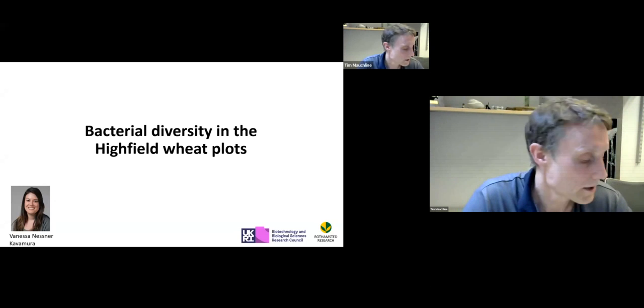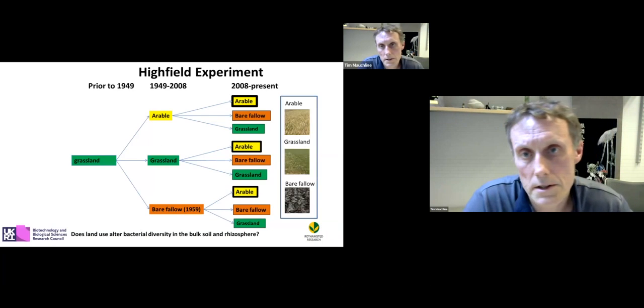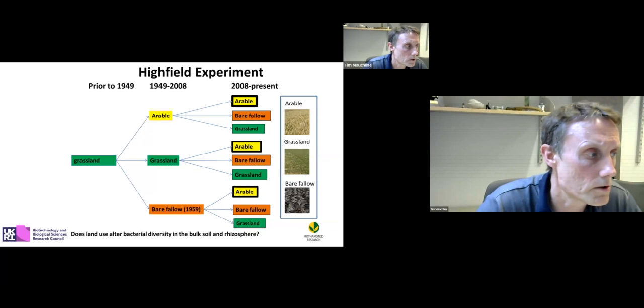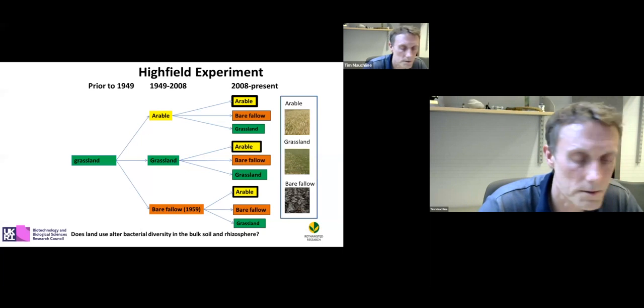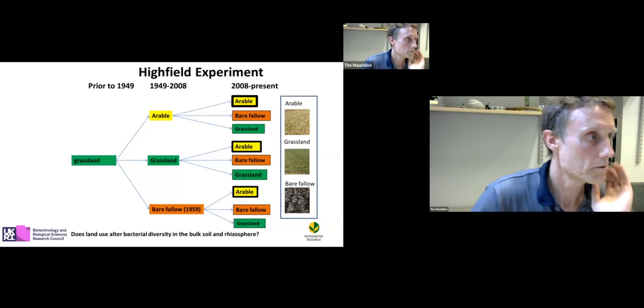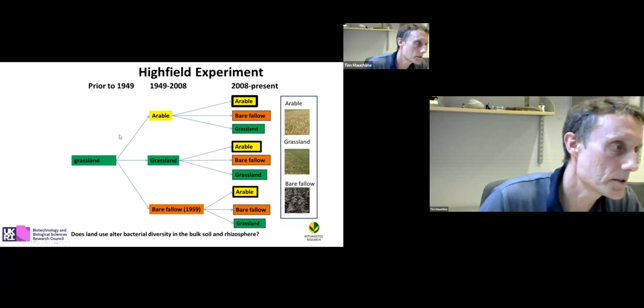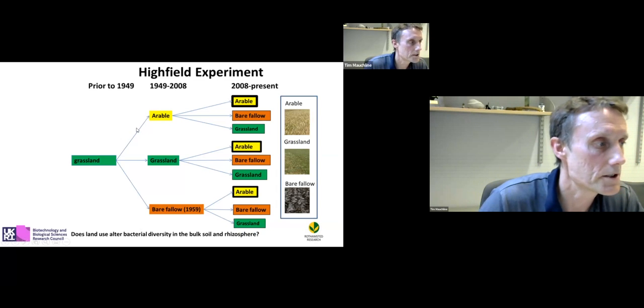So the next part I'd like to talk about is bacterial diversity in the Highfield wheat plots. Highfield is another one of Rothamsted's long-term experiments, and I was going to spend a few moments to describe this experiment. Essentially, the Highfield site prior to 1949 was completely grassland. And then in 1949, it was divided into different land uses.